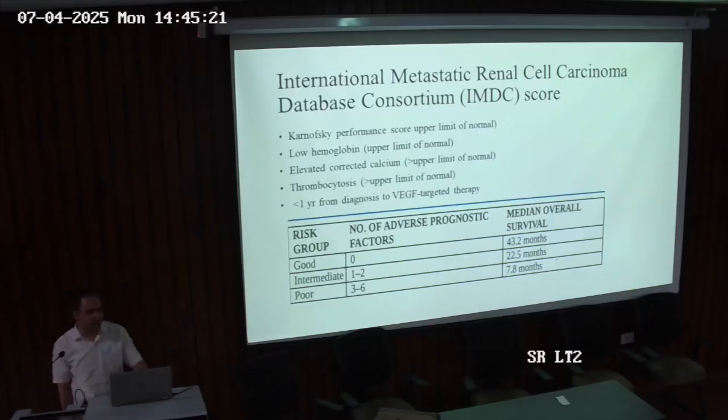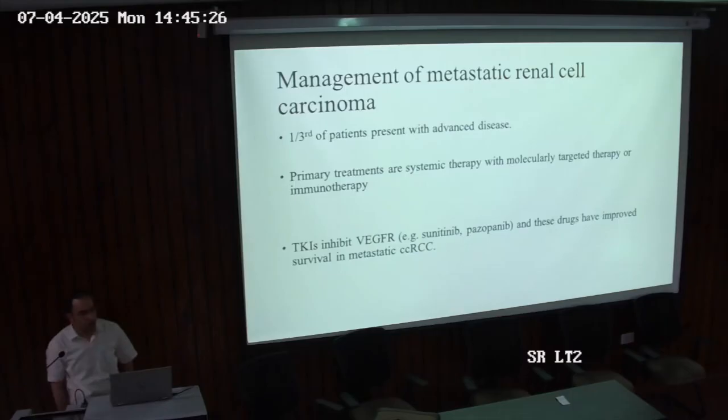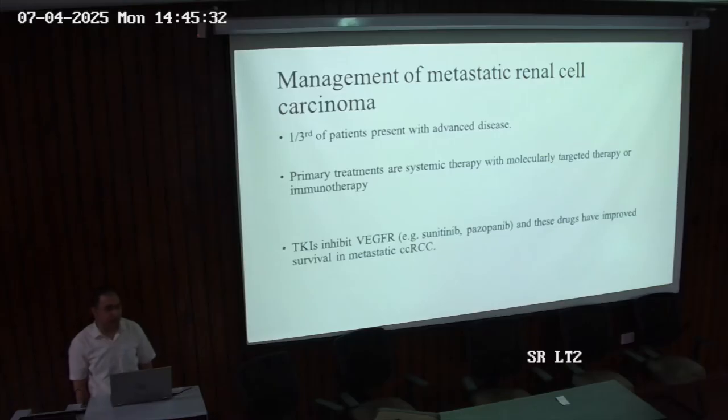Because survival is only 7 to 8 months. So one-third of patients present with advanced disease at the time of presentation. The primary treatment is systemic therapy. Systemic therapy means that for RCC we are not giving chemotherapy.